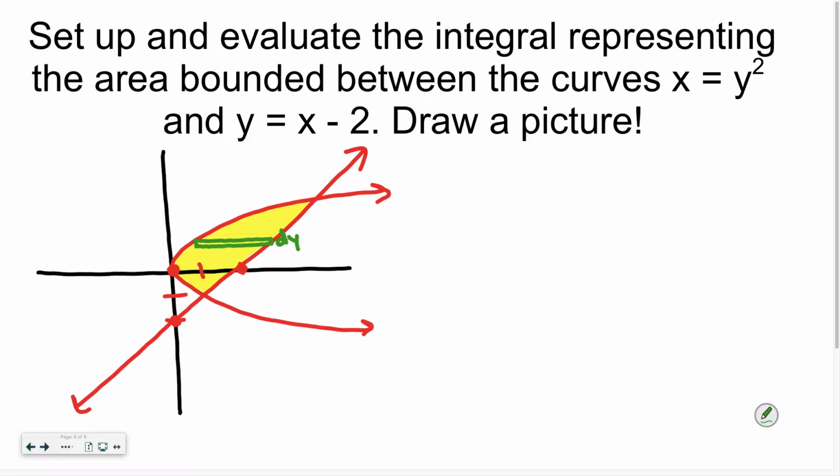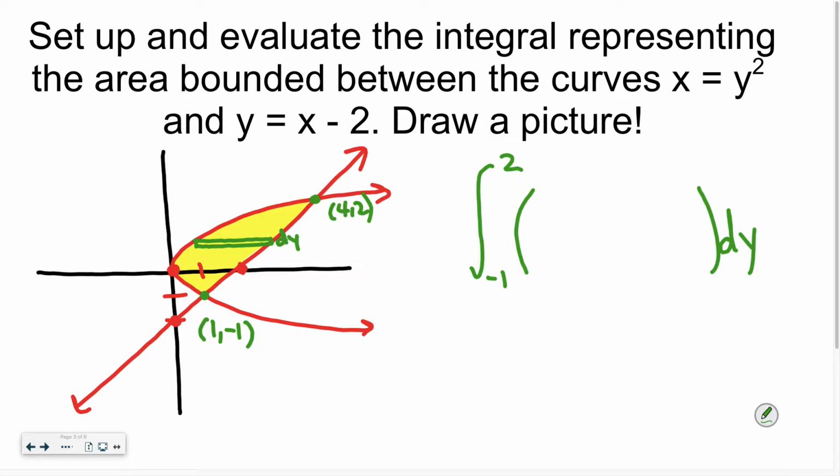Everybody needs it. So we have rectangles that are now horizontal, which means they have thickness dy, which means we're going to need our limits of integration to be in terms of y. We already determined that these were 1, -1, and 4, 2. So for our area, we're going to go from y is -1 to 2 because our thickness is dy.